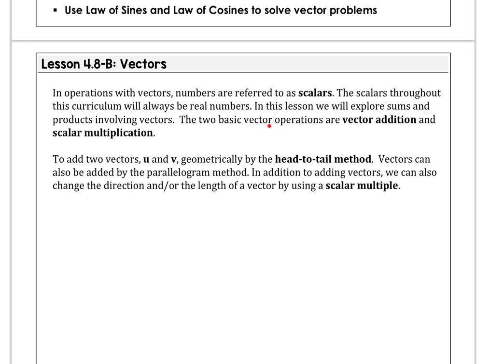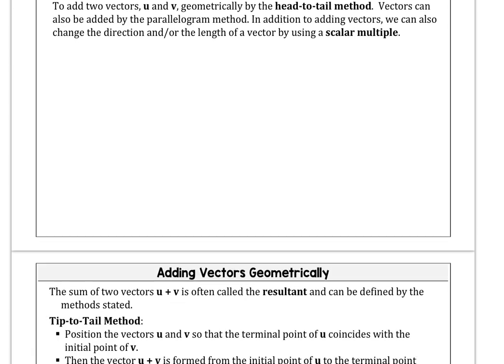We're going to look at 2 basic vector operations, vector addition and then scalar multiplication. When we add 2 vectors geometrically, we can either use the head to tail method or the parallelogram method. And if we want to change the direction or the length of a vector, we use a scalar multiple. Let's begin.